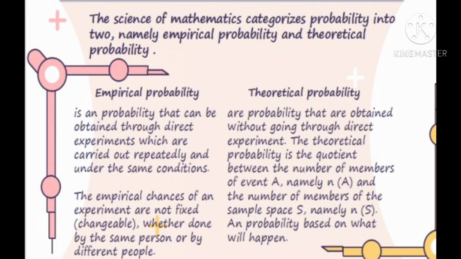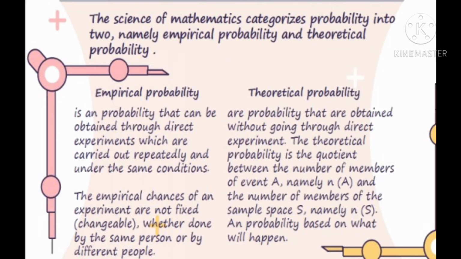The science of mathematics categorizes probability into two, namely empirical probability and theoretical probability. Empirical probability is a probability that can be obtained through direct experiments which are carried out repeatedly and under the same conditions. The empirical chances of an experiment are not fixed, they are changeable, whether done by the same person or by different people.